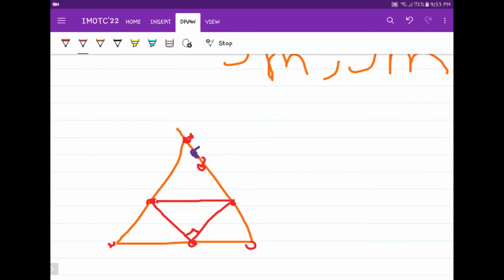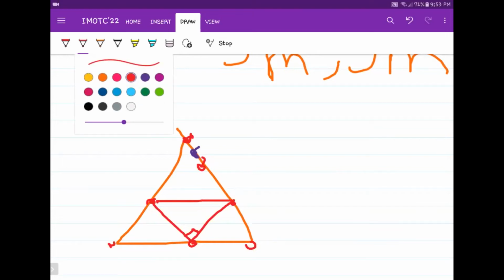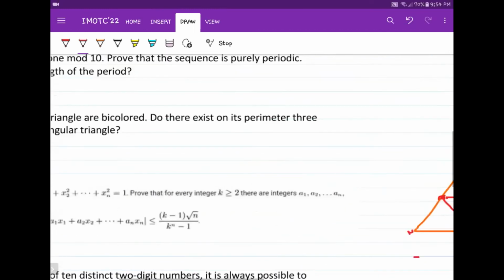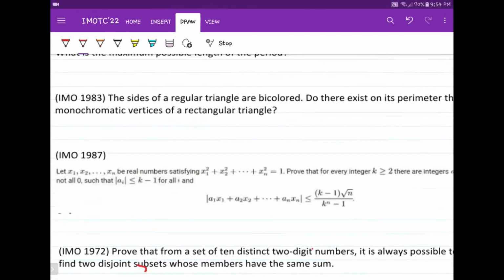Let me clear up the definition. By coloring a side, it does not mean that the entire side should be one color. It's that points on this side are colored with two colors, red and blue. So you can have stuff like this. Bicolored basically means we are coloring the points with two colors. You're not coloring the entire side with one color, just the points. Is that clear now?